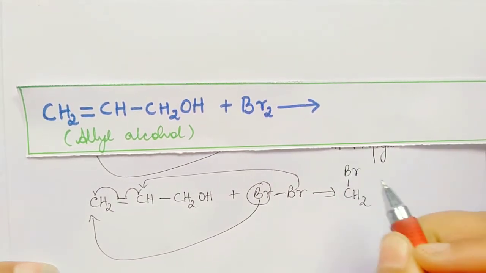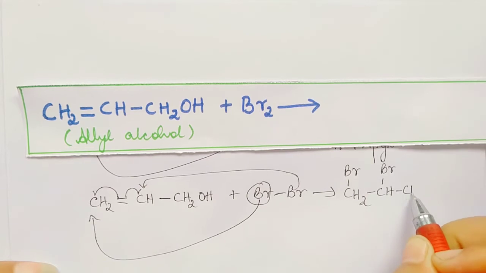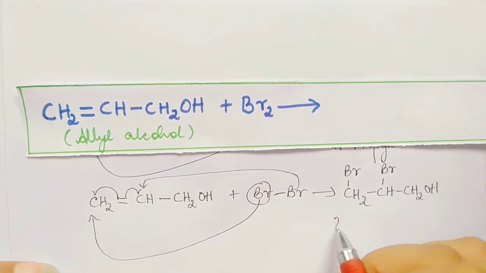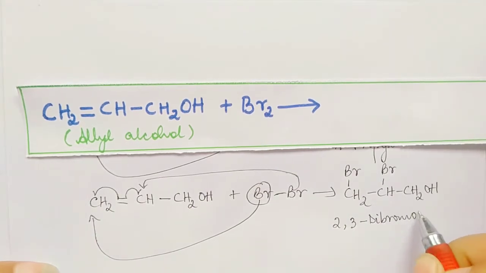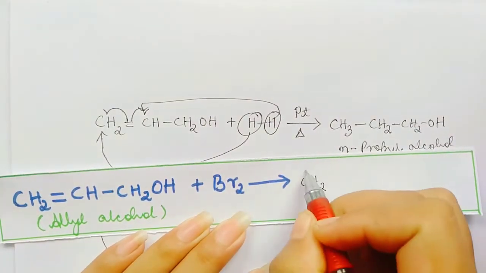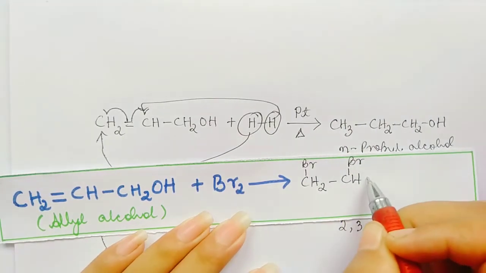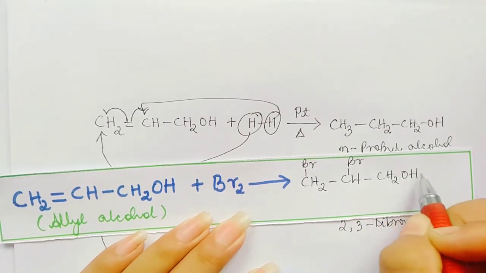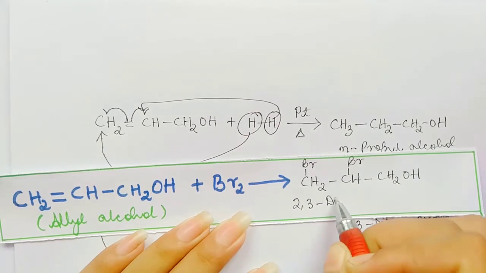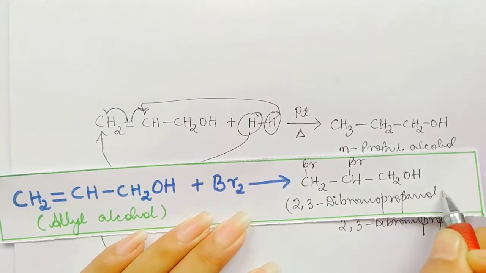CH2Br-CHBr-CH2OH. This is your 2,3-dibromopropanol. CH2Br-CHBr-CH2OH, 2,3-dibromopropanol.